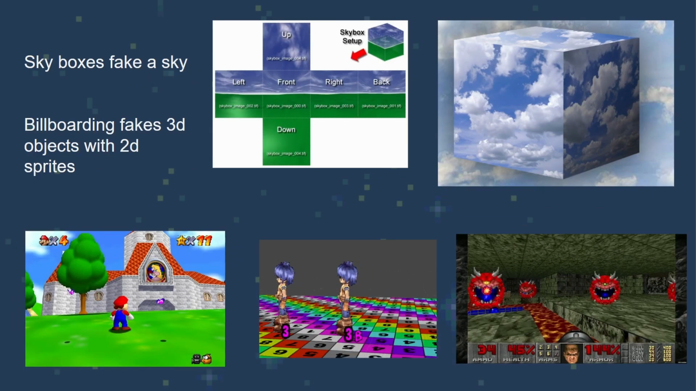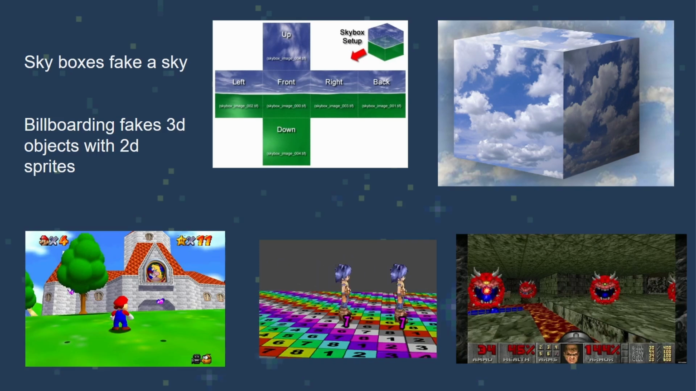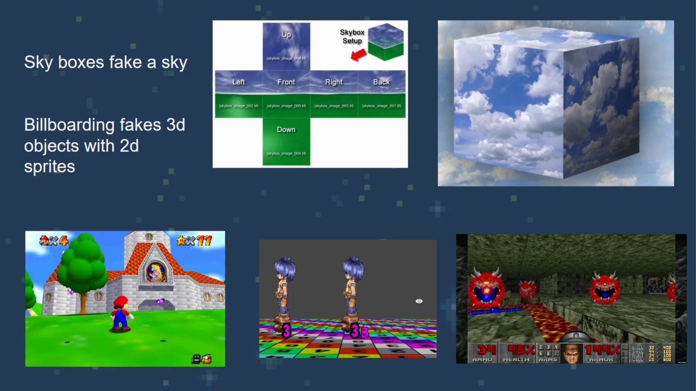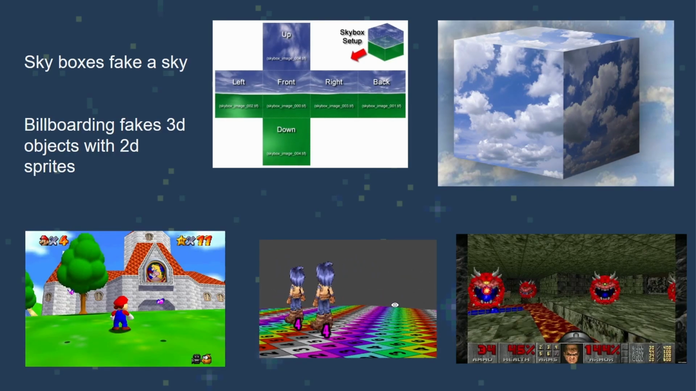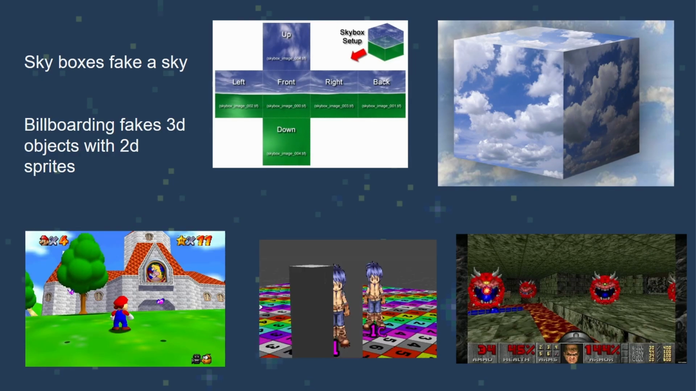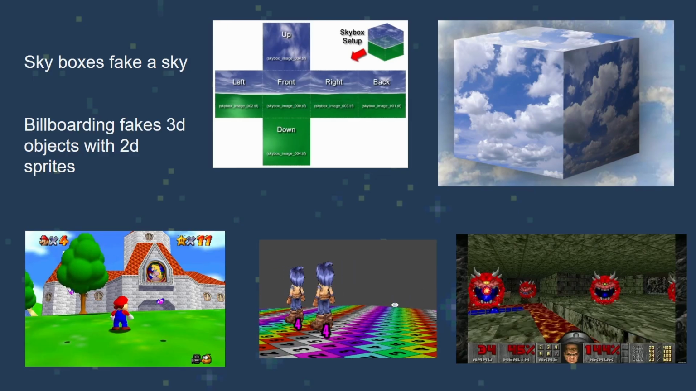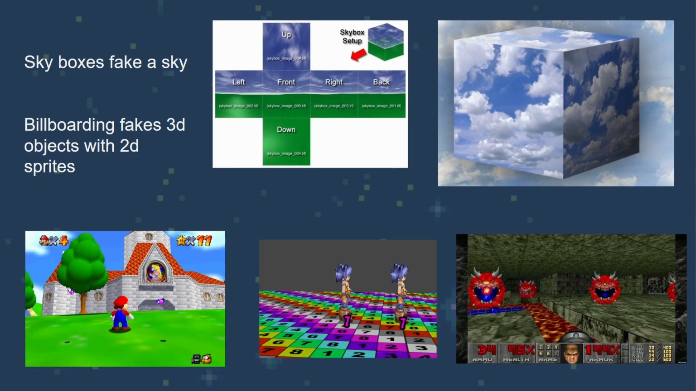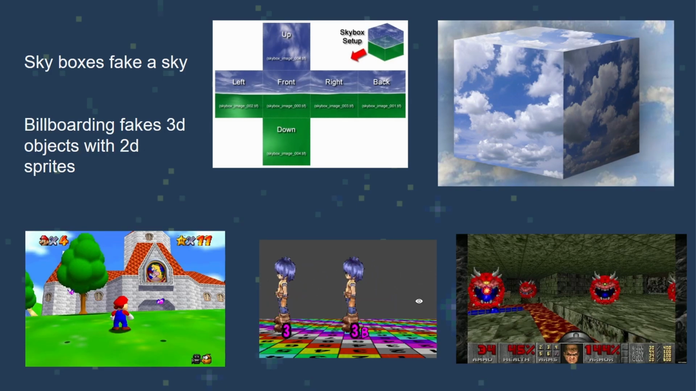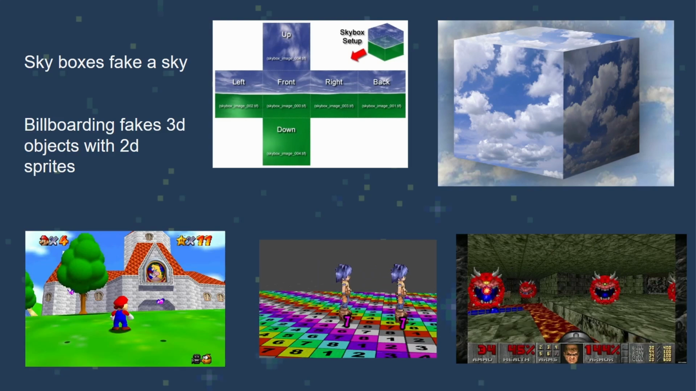Here's some fun examples of that. The sky is fake. It's not real. It's just a cube with textures applied to it. And pretty much every 3D game uses some variation of this. Sometimes they'll use a sphere or some more complicated system, but fundamentally you're sort of faking the horizon.